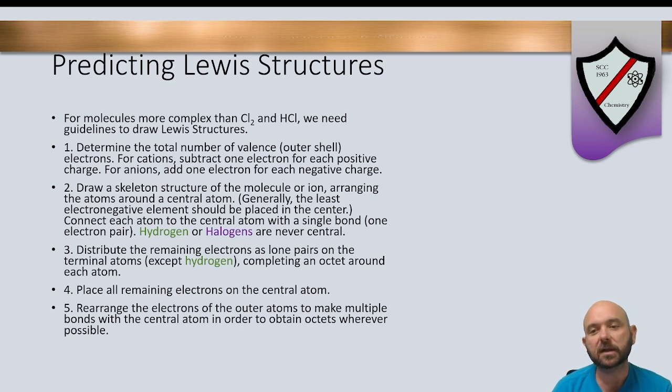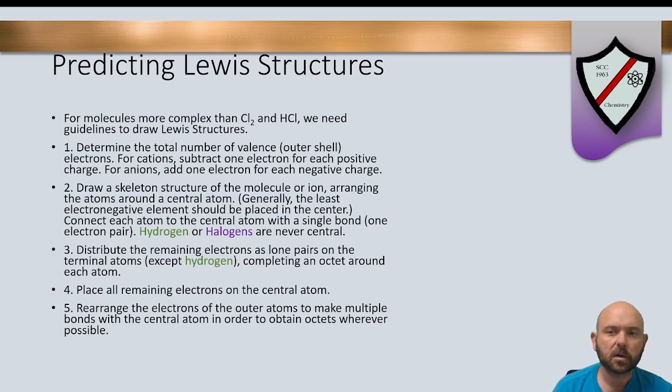Then you draw a skeleton structure of the molecule or ion, arranging the atoms around some central atom. All of the ones that I'm going to ask you to do are going to have a central atom and then other atoms connected to the central atom. You should always pick the least electronegative element other than hydrogen to be your central atom. A lot of times it'll be carbon or phosphorus, sometimes perhaps nitrogen. But those are generally your central atoms. Halogens are never your central atom either. They are too electronegative and they only form 1 bond since they already have 7 valence electrons.